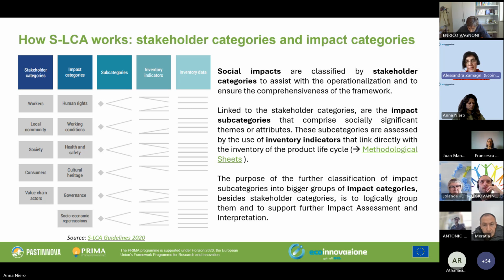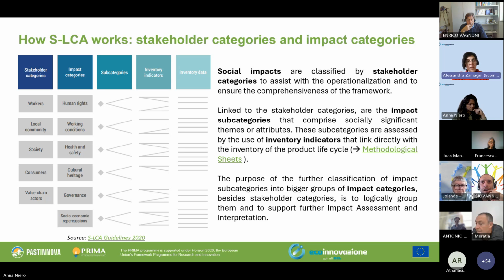The methodology is structured along the stakeholder categories, as I introduced at the beginning, and that you can find on your left side. Typical stakeholder categories accounted for in the methodology are workers, local communities, society, consumers, and value chain actors. We also have animals and children as additional categories. And the different stakeholders might be affected by different types of impacts that you find in the second column. These impact categories are represented, for example, by human rights, working conditions, cultural heritage, socio-economic repercussions, or health and safety, and many others.